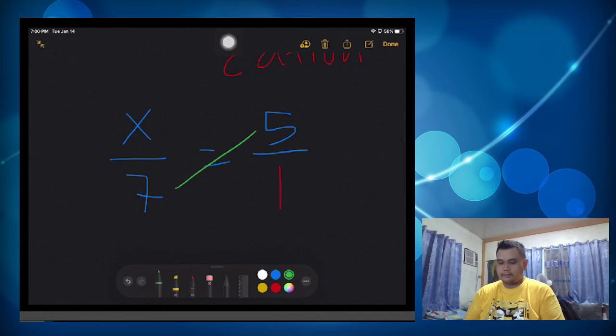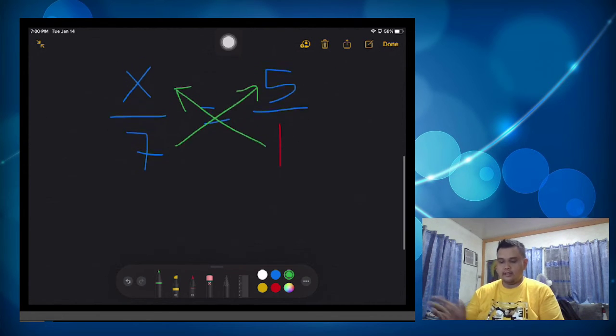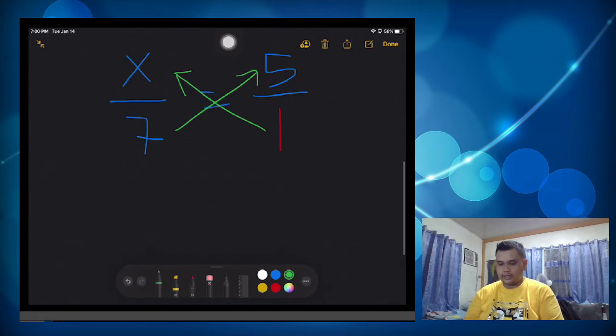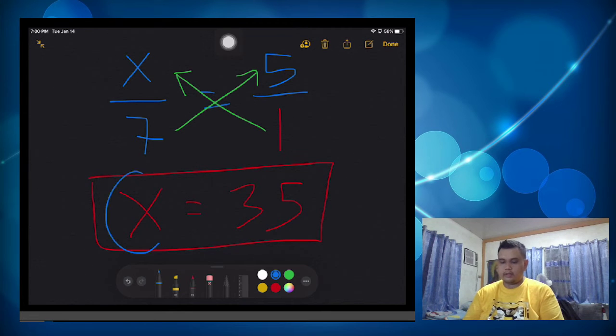We multiply this part going there and this part going there. Actually, it doesn't matter how you're going to multiply it. So that's 1 times x will give us an x, and 7 times 5 will give us 35, leaving x alone in one side of the equation.